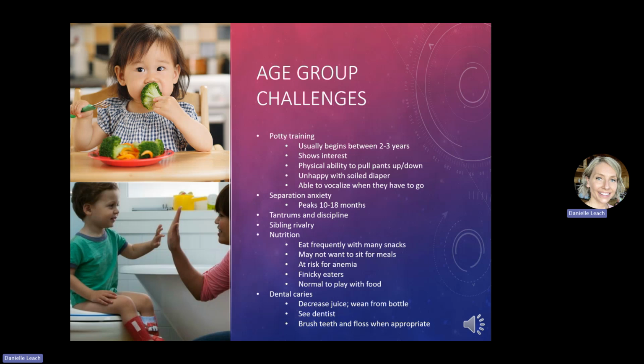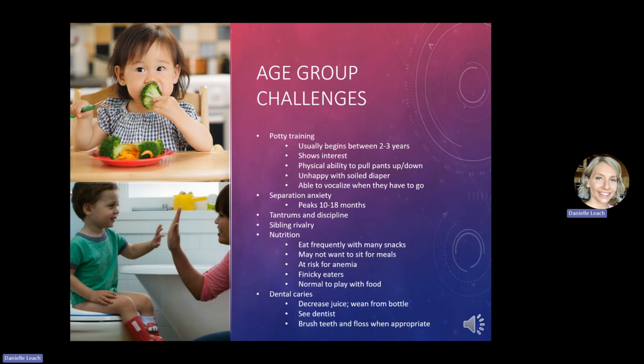They also need to have the physical ability to actually pull their pants up and down. When they're younger than 2, they usually don't have that ability to do so. And they also need to be able to vocalize when they have to go. So they have to have enough language skills to be able to say that they need to go potty.